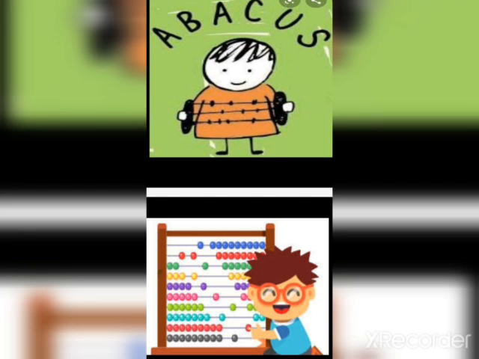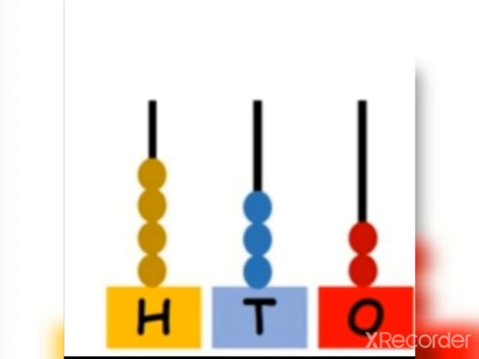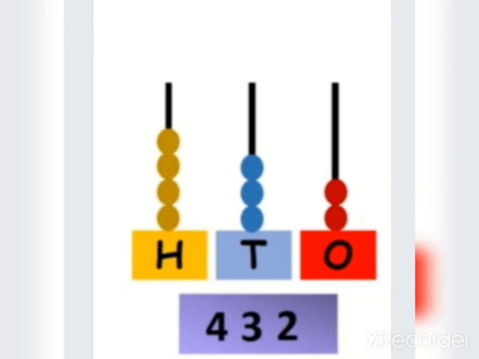Children, as you can all see, this is an abacus. The abacus has three spikes showing O ones, T tens and H hundreds respectively, each having some beads. Now let us understand with the help of an example.